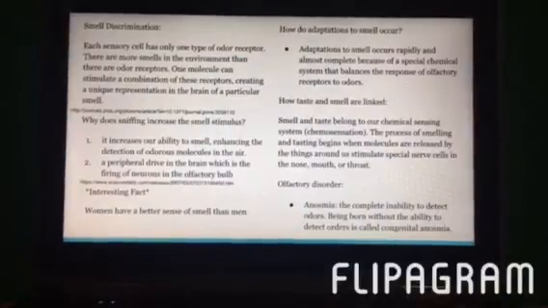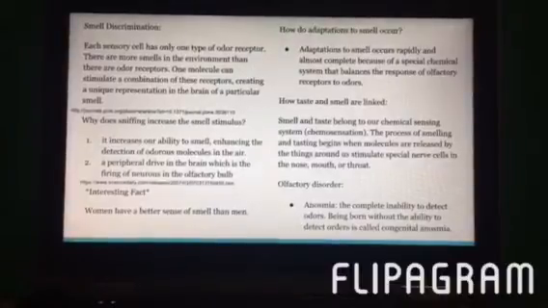How do adaptations to smell occur? Adaptations to smell occur rapidly and almost completely because of the special chemical system that balances the response of olfactory receptors to odors in the nose, mouth, or throat. In olfactory disorder, anosmia is the complete inability to detect odors.